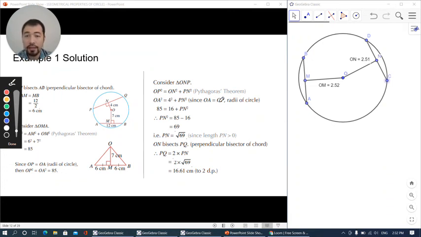Now ON bisects PQ, right, from the first property. And so PQ is 2 times PN. That means 2 times square root of 69. And if we convert that into decimals, it becomes 16.61 centimeters, to 2 decimal places. All right.